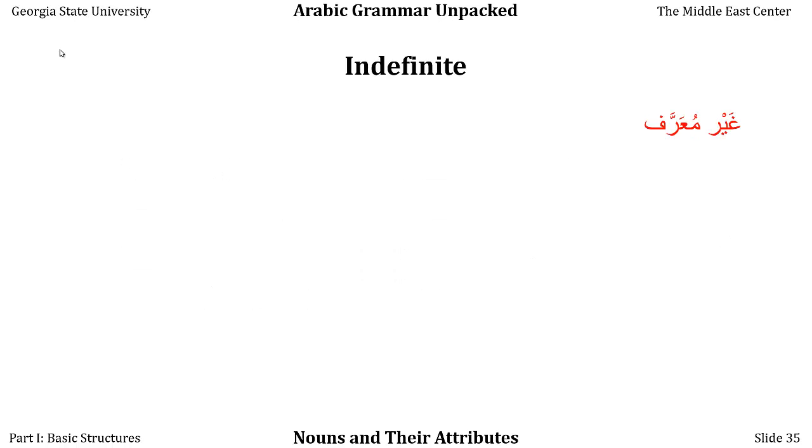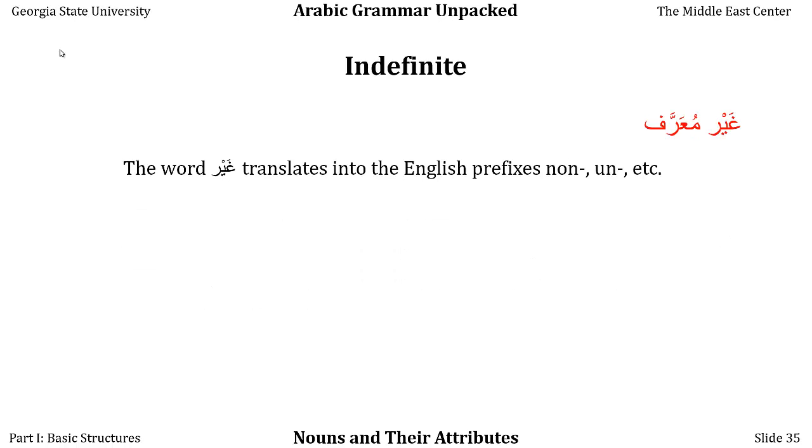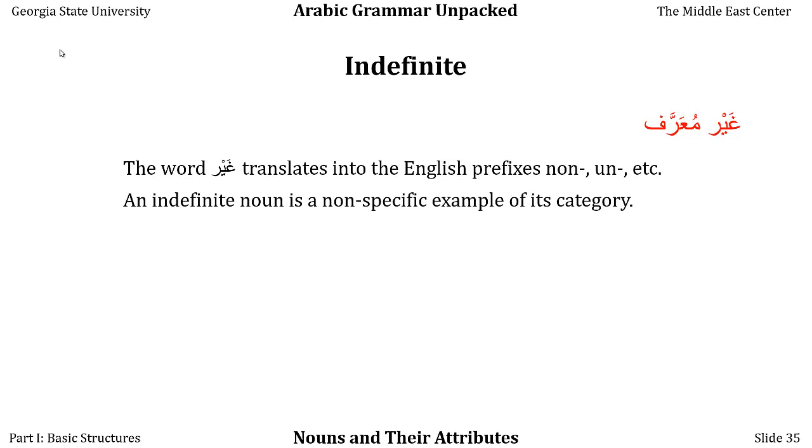We get to indefinite, which is ghair mu'arraf. Ghair translates into the English prefixes non or un or in or what have you. It's a way of negating something. An indefinite noun is a non-specific example of its category, just a general example like a car.